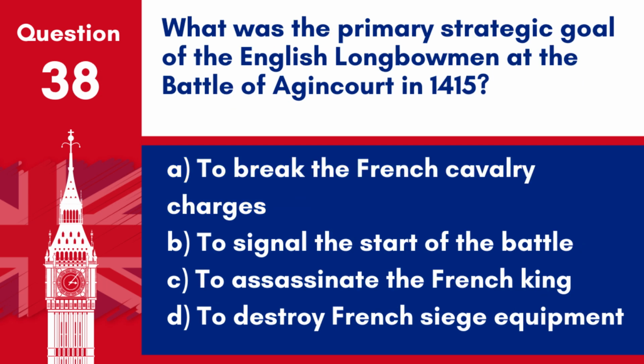Question 38. What was the primary strategic goal of the English longbowmen at the Battle of Agincourt in 1415? A. To break the French cavalry charges. B. To signal the start of the battle. C. To assassinate the French king. D. To destroy French siege equipment. Answer A. To break the French cavalry charges. The English longbowmen at the Battle of Agincourt in 1415 played a crucial role in breaking the French cavalry charges, contributing significantly to the English victory.